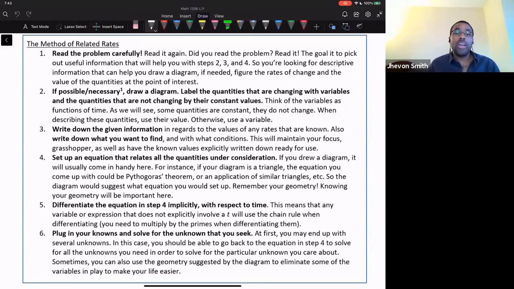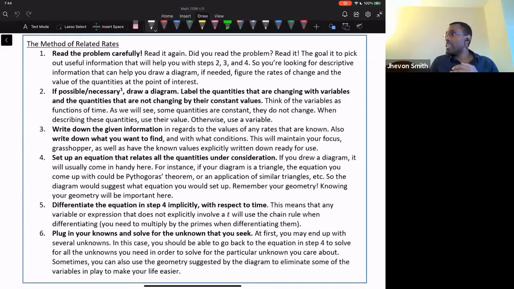Step 4 is where you set up an equation. This equation is going to be the relationship between the variables. Now, say you're given a diagram of a rectangle, and they tell you the length is changing this much, the width is changing this much, how is the area changing? You automatically have an equation that relates all those variables, so you can just create that equation. The diagram is what's going to help you do that. You can look at the diagram and see what equation is going to work. Now, a diagram is not necessary specifically when this relationship is already given to you.